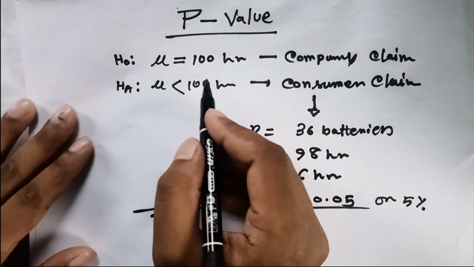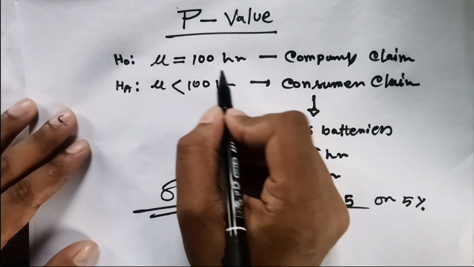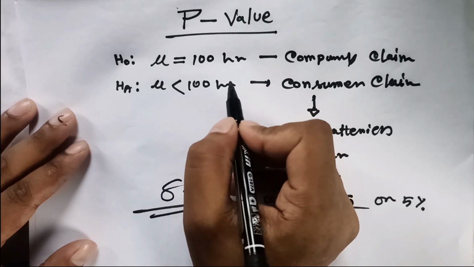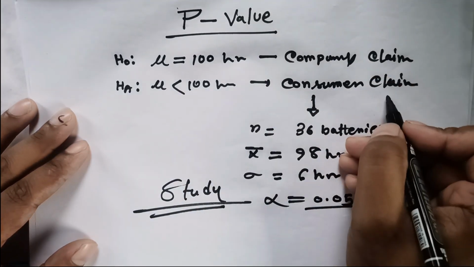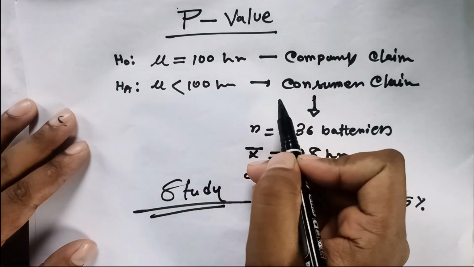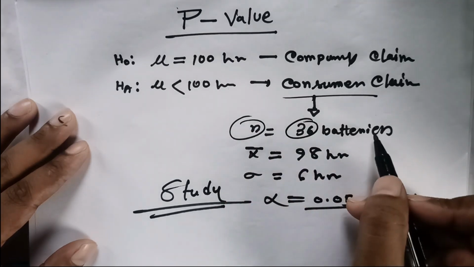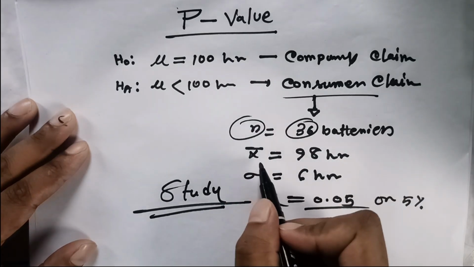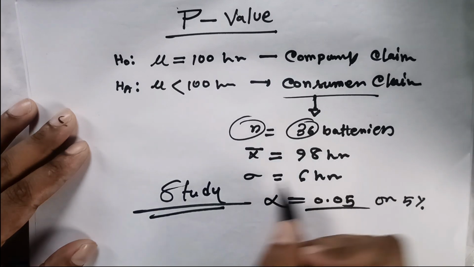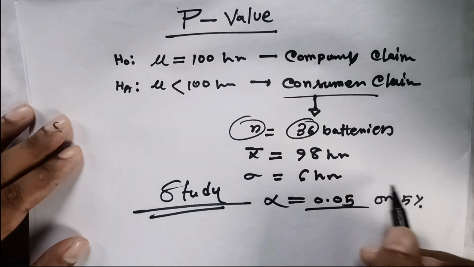Here the null hypothesis, or the company's claim, was 100 hours, that their battery lasts on average. But there is a certain consumer group who claims not at all, it is less than 100 hours. So what they do, they collect a sample of 36 batteries. They got a sample mean of 98 hours, and the standard deviation is 6 hours.